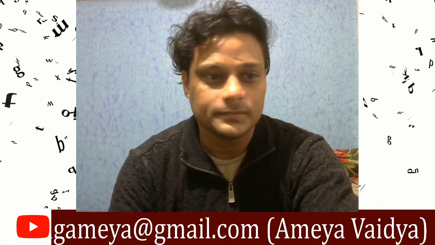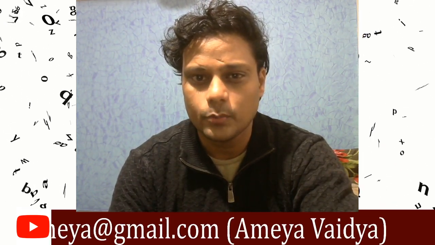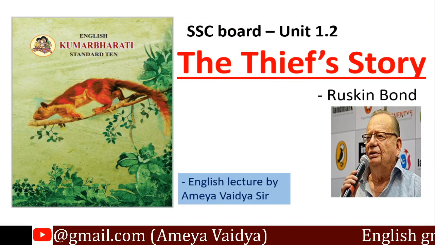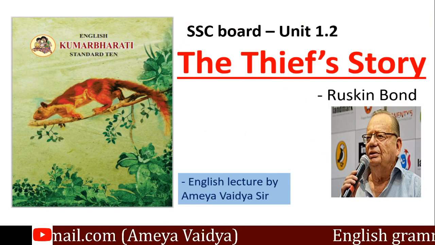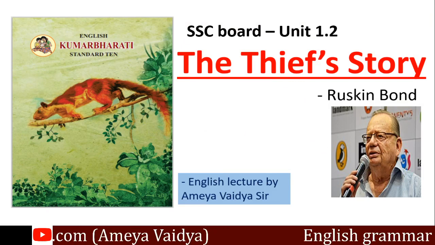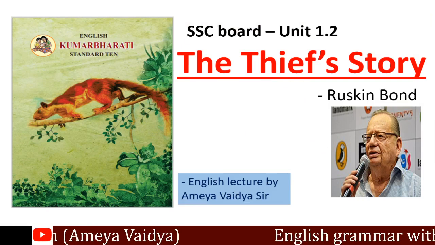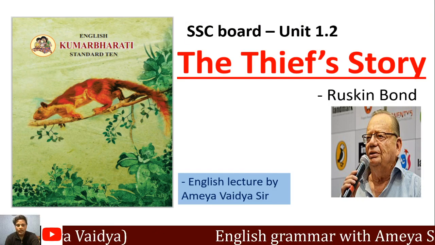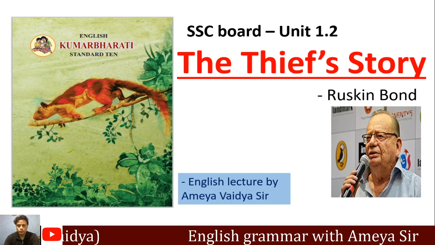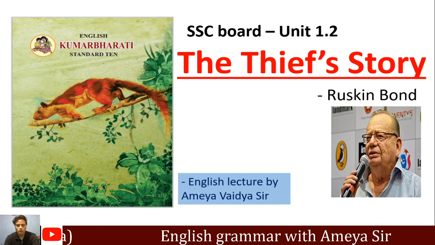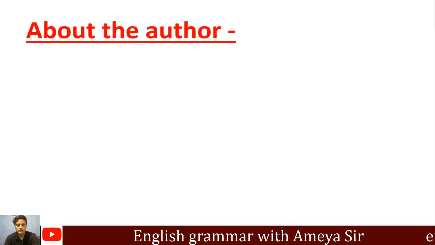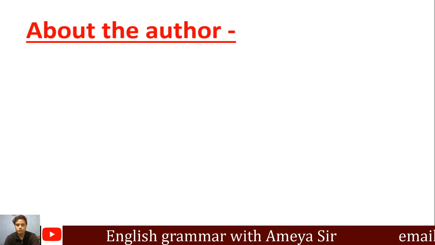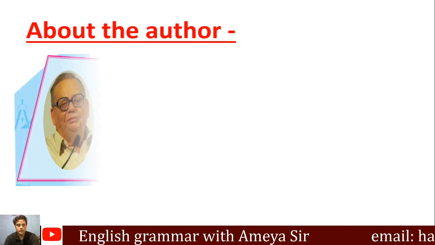Let's get started. So this is unit 1.2. As I said, this is Ruskin Bond, a very famous writer indeed. And let me bring myself into the frame. Now you can see me in the bottom left hand corner. Let's get straight away into the story. The Thief's Story. Sounds interesting, is it not? So what is this about? But before the story, as usual, let's learn more about Ruskin Bond.